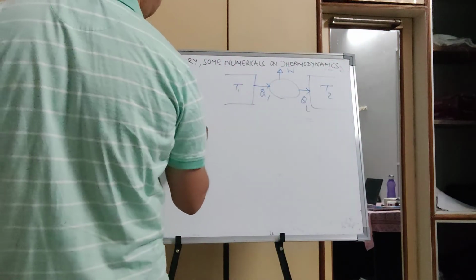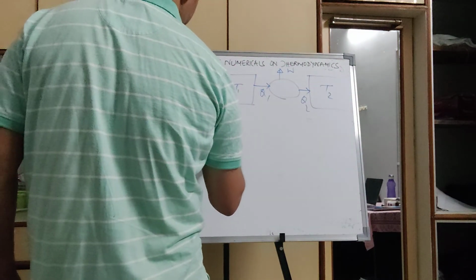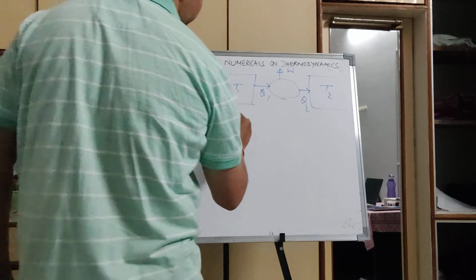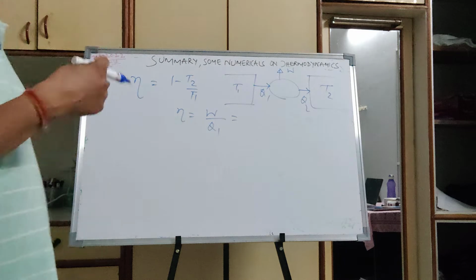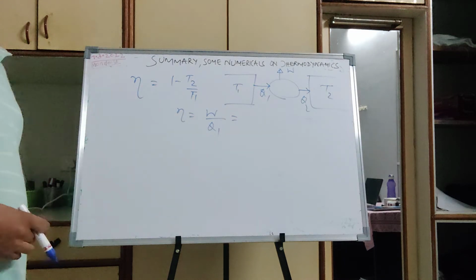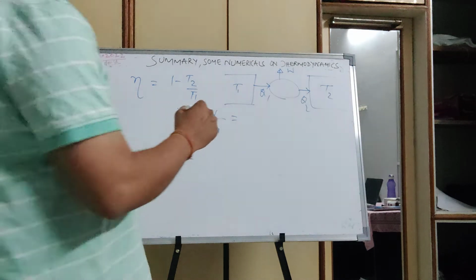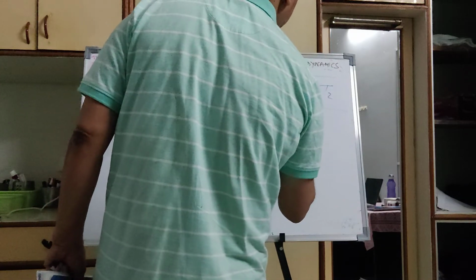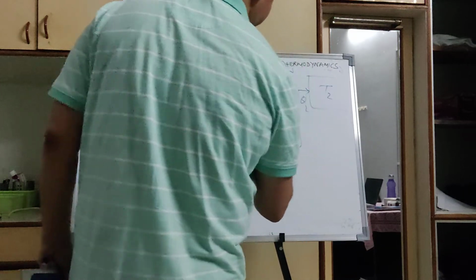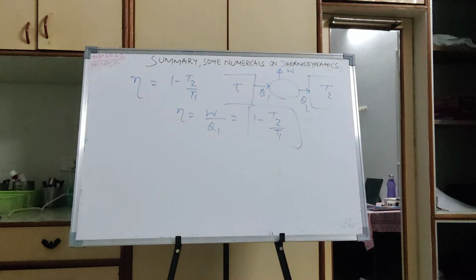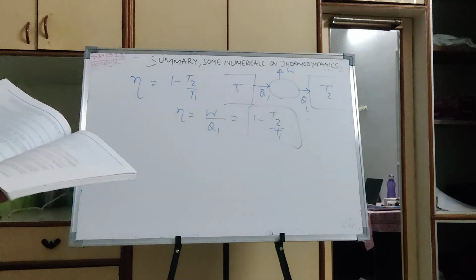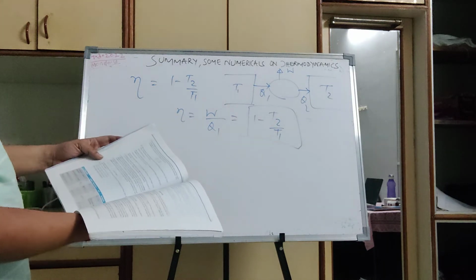So we have done 1 minus, like we have done W by Q1 in the efficiency. After simplifying all these things, we have derived the efficiency of Carnot engine is equal to 1 minus T2 by T1. Very, very important to remember. Efficiency of a Carnot engine is equal to 1 minus T2 by T1.